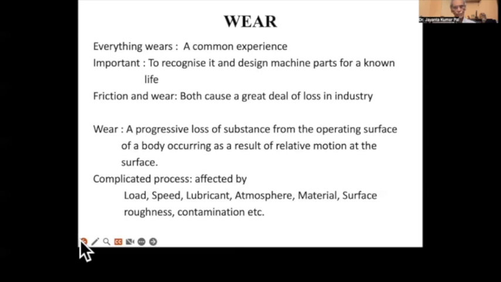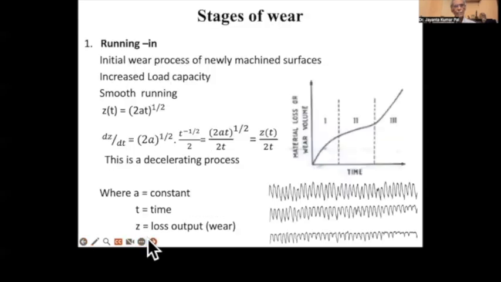Then we go to the next topic, what are the stages of wear. Now, when two components rub against each other, or machine parts are running, there are usually three stages. The first stage is called running in, the second stage is called steady state, and the third stage is called seizure or accelerated wear process.